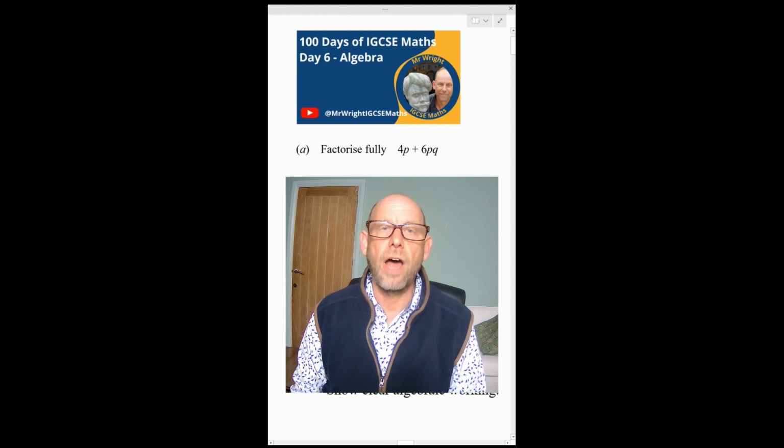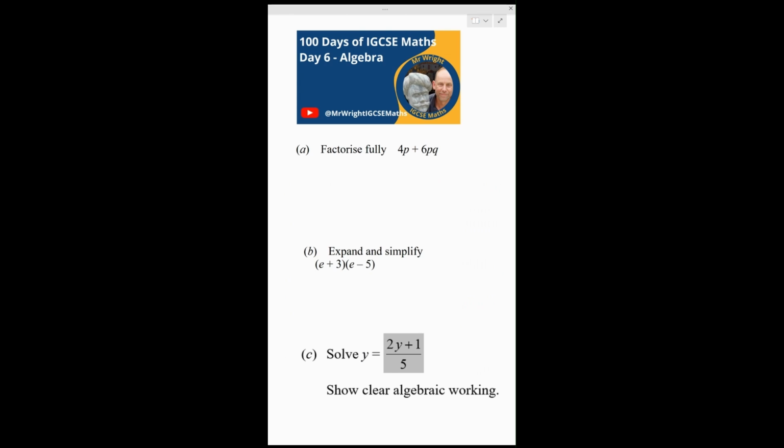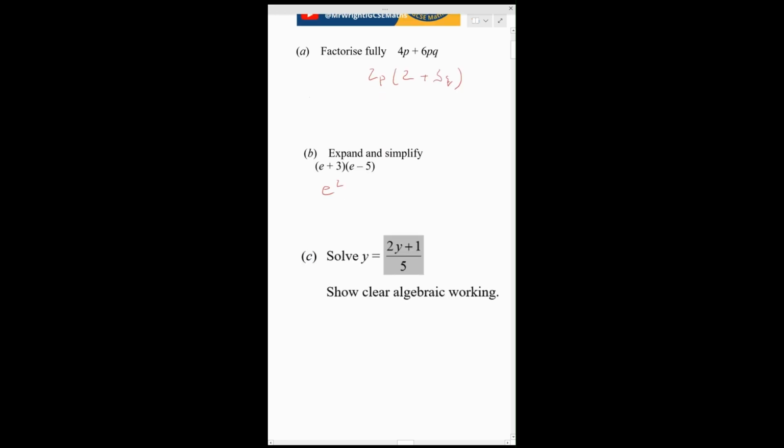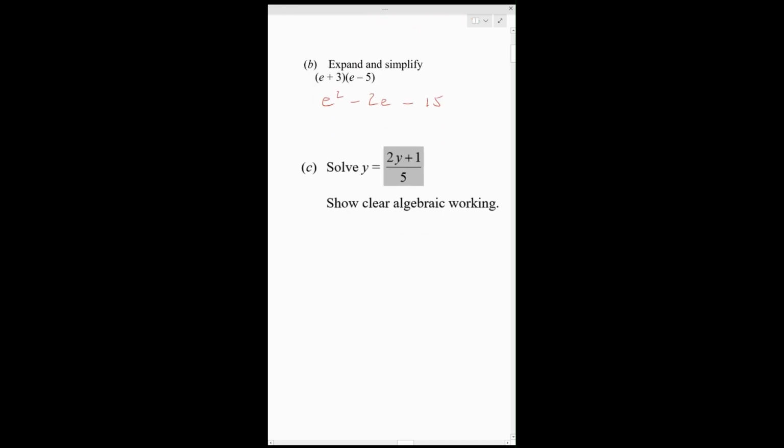It's day 6 of 100 days of IGCSE Maths Exam Questions. Pause now if you want to do the questions before me. Right, factorising this, I'm going to take out 2p, leaves me with 2 plus 3q. Expand and simplify. I'm going to have e squared minus 2e minus 15. Solve for y. Multiply both sides by 5. Subtract 2y from both sides. And divide both sides by 3.